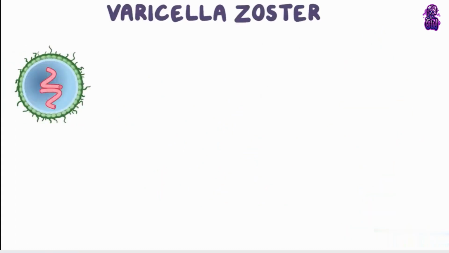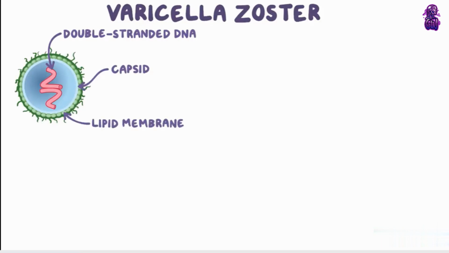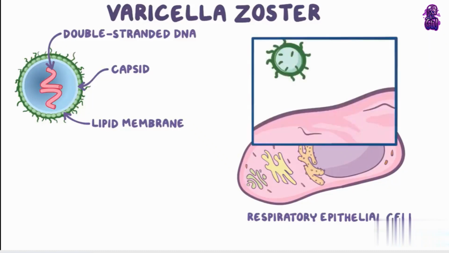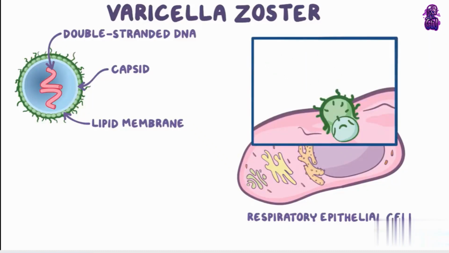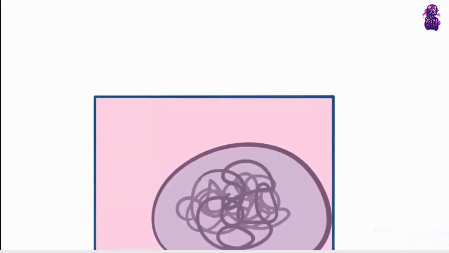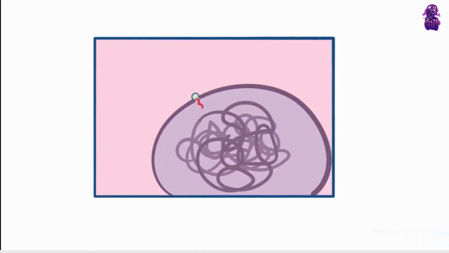Varicella zoster virus is a double-stranded DNA virus, protected by a protein coat called a capsid, which is enveloped by a lipid membrane. The virus initially enters respiratory epithelial cells, but eventually spreads to numerous cell types. It gets into all of these cells by fusing its membrane with the cell membrane and releasing the capsid inside the cell. The capsid binds to the nucleus and injects it with viral DNA, where it's copied.